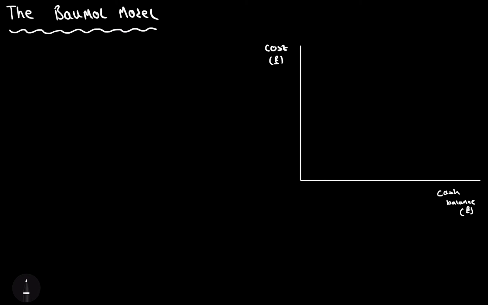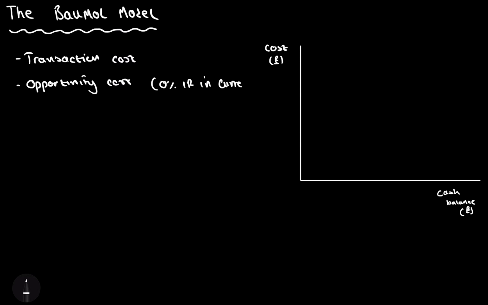So there's two costs involved. There's the transaction cost, and the transaction cost consists of selling these marketable securities. So let's say you want to sell a house, there's going to be a brokerage fee. So that's an example of a transaction cost. Next, we have the opportunity cost. An opportunity cost will be the interest lost from not having that money in the marketable security. And we're assuming that there is no interest, a 0% interest rate in the current account. And the current account is where the money goes.